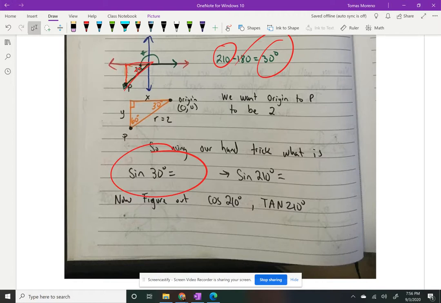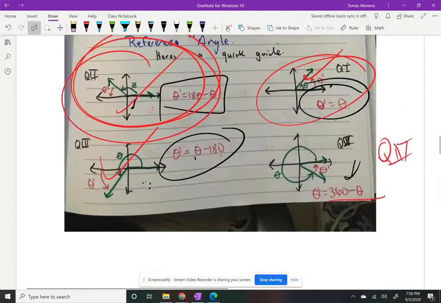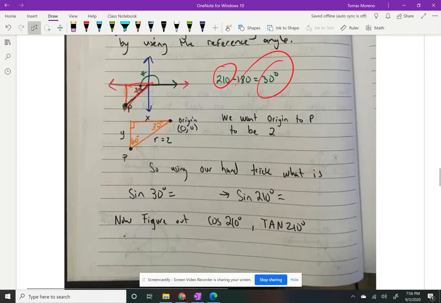So what I want you guys to do right now is use your hand trick or use the table. Find out what sine of 30 degrees is. Pause the video, look at your chart, try the hand trick, sine of 30 degrees, ready, set, go. And we're back. So what is it? 1/2. So sine of 30 degrees is 1/2.